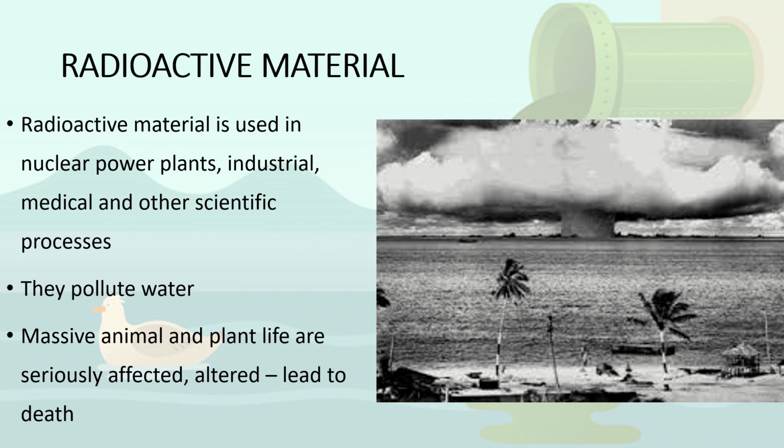Radioactive material is used in nuclear power plants, industries, medical industries, and other scientific processes also use radioactive materials. But people may not be disposing of this properly. When they are not properly disposed of, they pollute water. And this radioactive waste can have very damaging consequences. A lot of plant and animal life are seriously affected and changed, which leads to their death and their destruction.